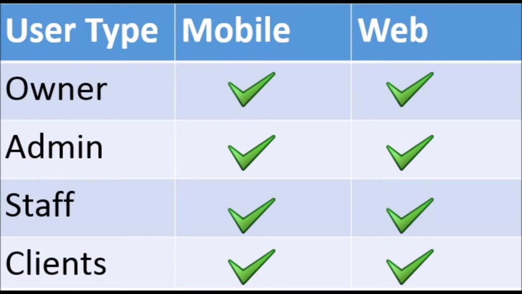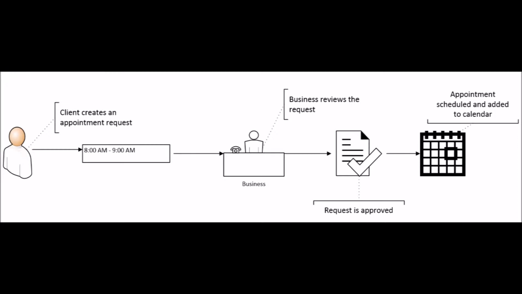Admin has less than that. They cannot edit the company details sections or look at some of the financial reports. Staff is even more limited. They're only allowed to start and stop appointments, not make many edits, and clients only have access to their own information.